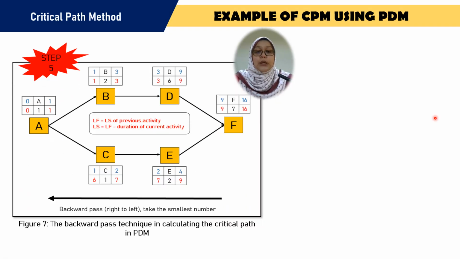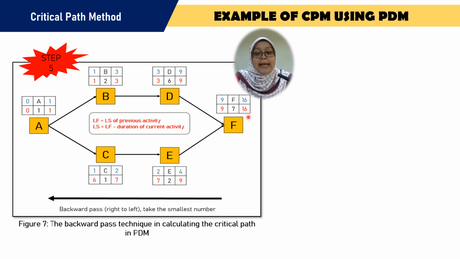So next we do the backward pass. As I said before, it's also the same in the ADM technique, but a little different because we want to find the late finish. The late finish equals the late start of the previous activities, and late start equals late finish minus the duration of the current activity. So we can start from activity F.